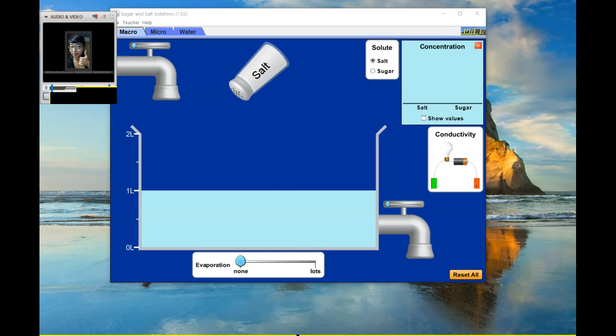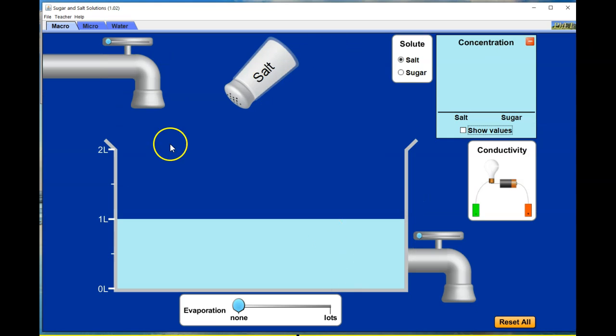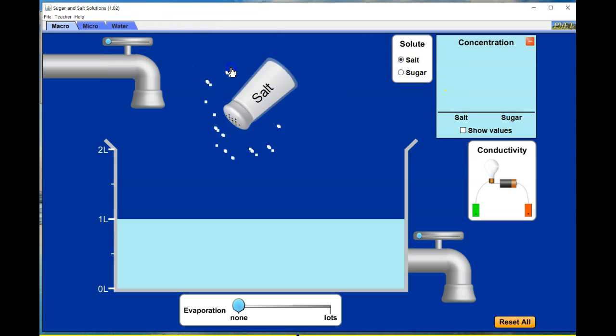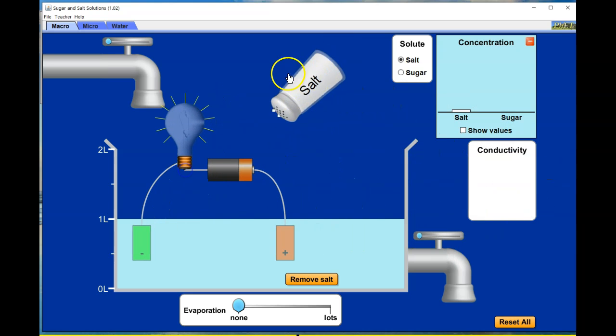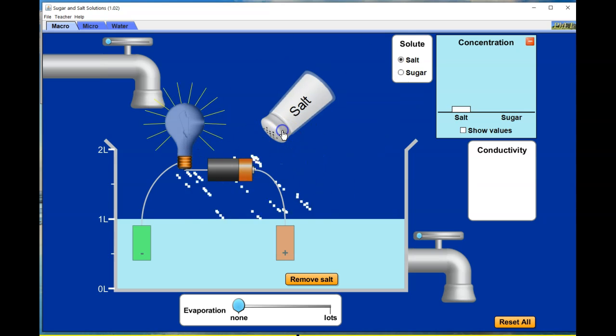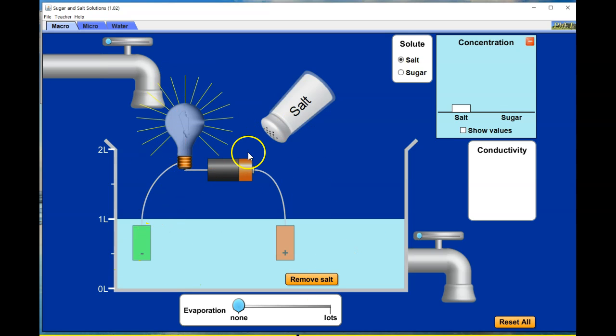All right, let's go ahead and take a look at this. What we can see here is that we have water down here that we're going to dissolve stuff into. So when I add salt, for example, and I put a conductivity tester in here, salt is actually breaking apart into positives and negatives. This conductivity tester proves this because positives and negatives allow electricity to flow.